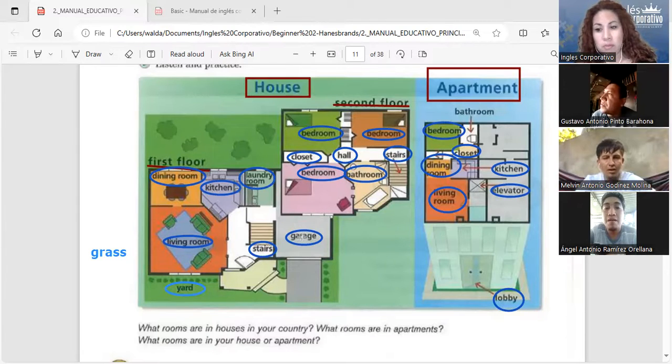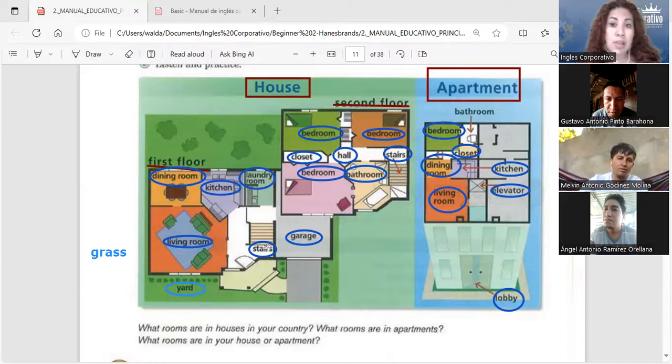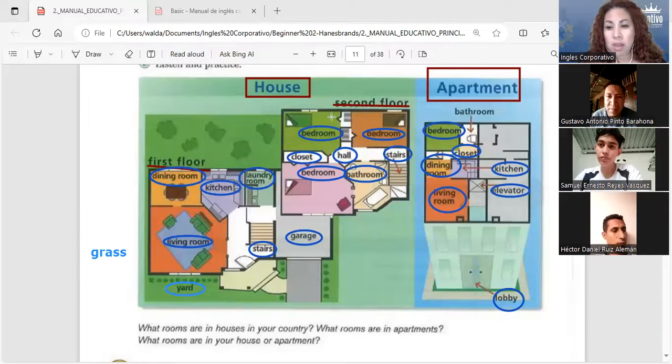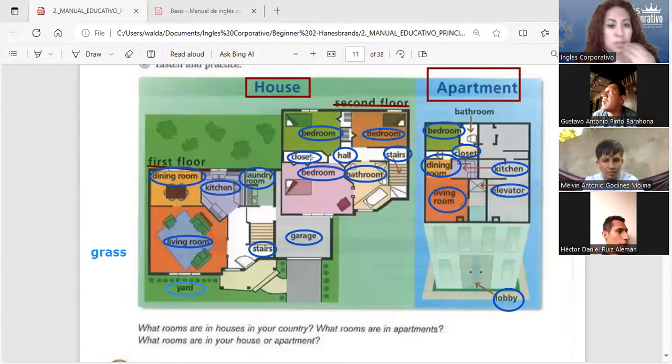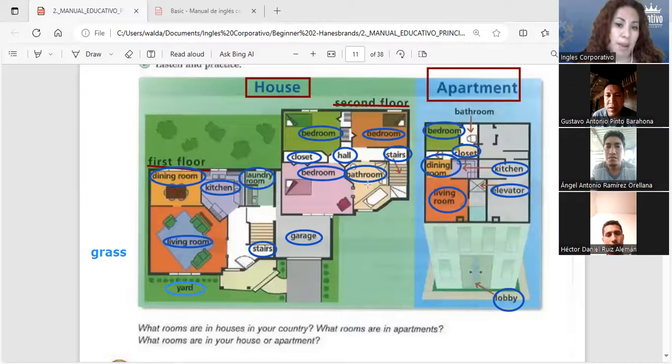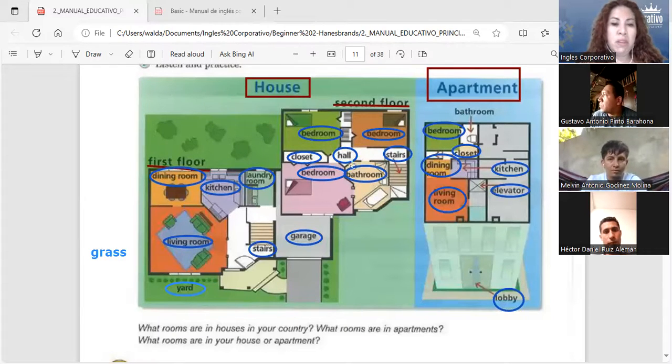Garage. Garage. Stairs. Stairs. Bedroom. Bedroom. Closet. Closet. Bedroom. Hall. Hall. Good. Bath. Yeah, bathroom. Bathroom. Stairs. Bathroom. Stairs.